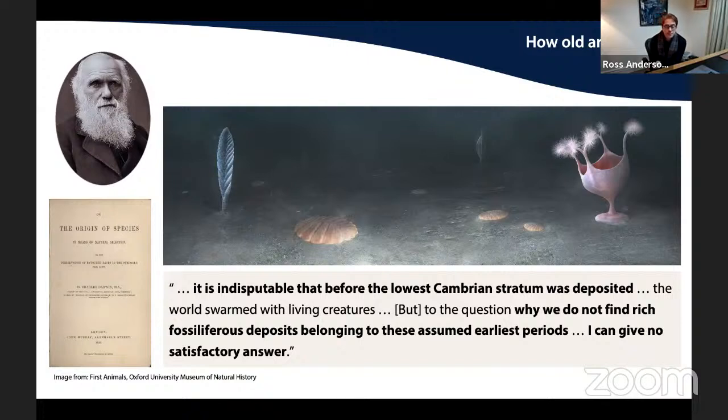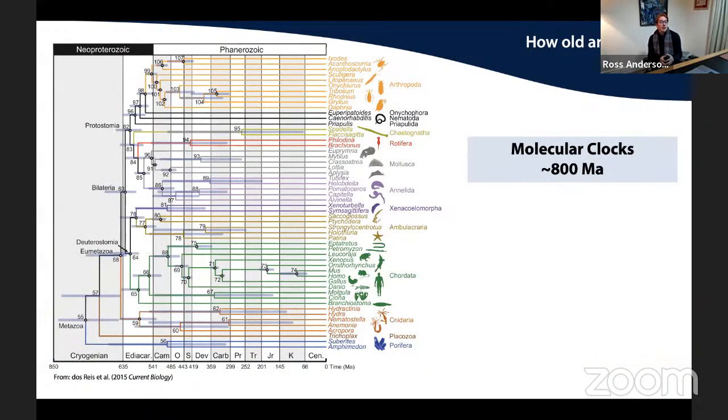He wrote in The Origin of Species, "It is indisputable that before the lowest Cambrian stratum was deposited, the world swarmed with living creatures. But to the question why we do not find rich fossiliferous deposits belonging to these assumed earliest periods, I can give no satisfactory answer." Basically, Darwin was stumped. This was his dilemma. And today, a version of this dilemma persists.